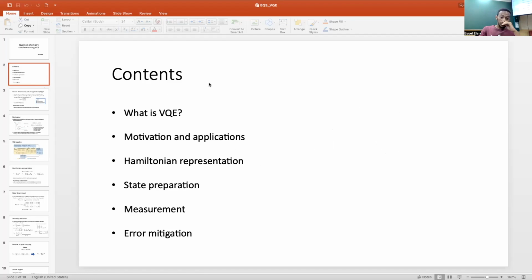The contents I'll be covering in this presentation are, first, an overview of the algorithm VQE and some of its motivation and applications. Next, some parts of the algorithm, which are the Hamiltonian representation, state preparation, measurement, and some sort of error mitigation.